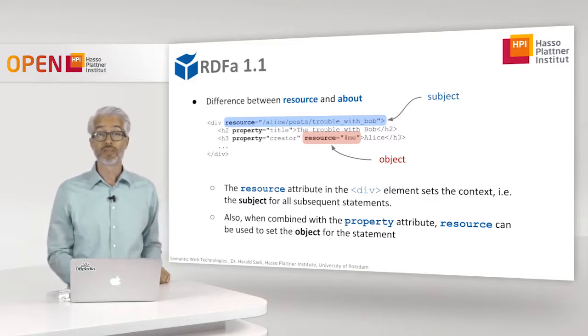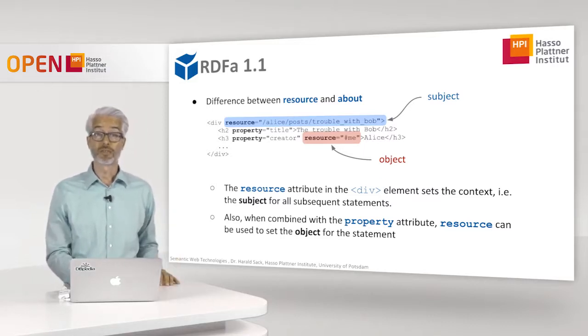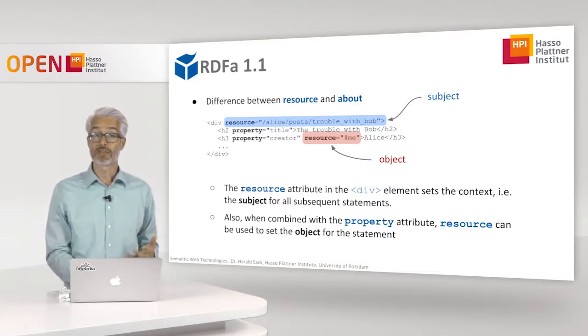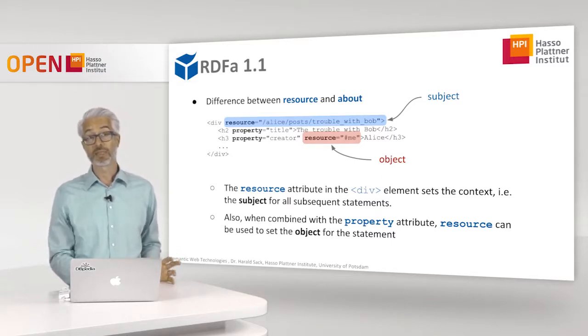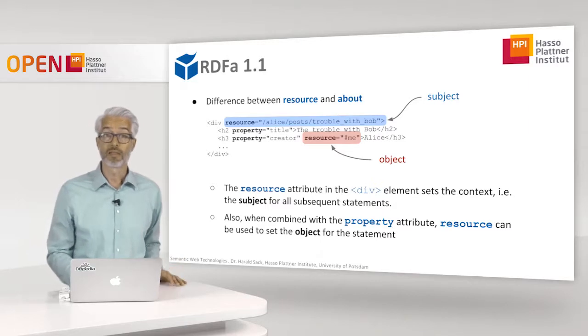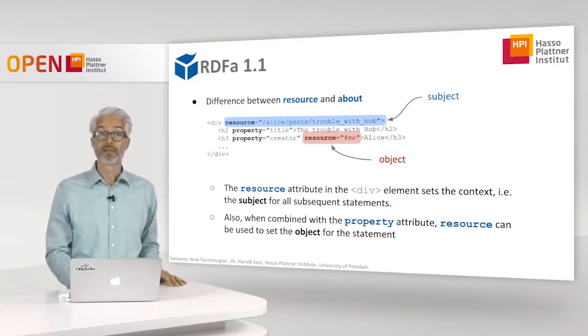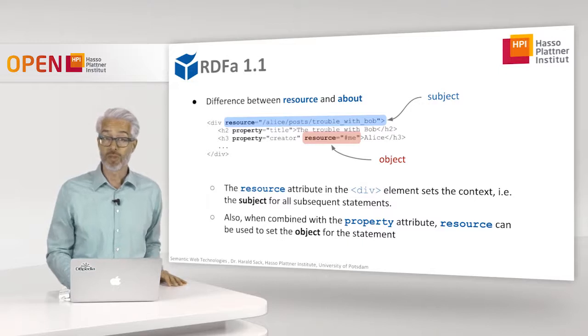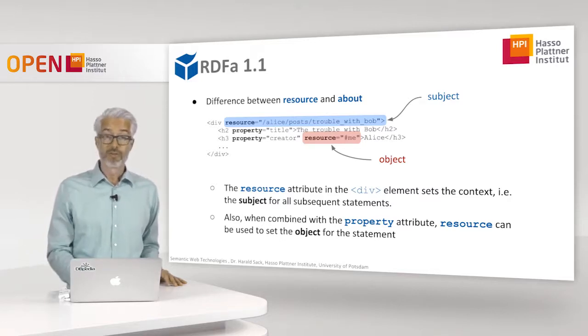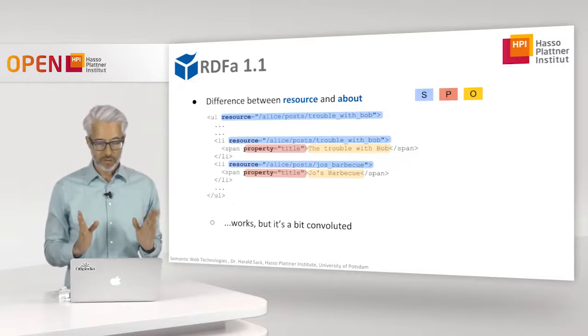So resource defines or denotes a URI, a resource, which can be, and this depends on the context, interpreted in different ways. It can be interpreted as a subject of an RDF statement, like you see it here. Then it stands usually alone in a tag attribute. And if it's used together with the attribute property, then usually it's interpreted as an object. And this, of course, might cause trouble. Just look at the following example.